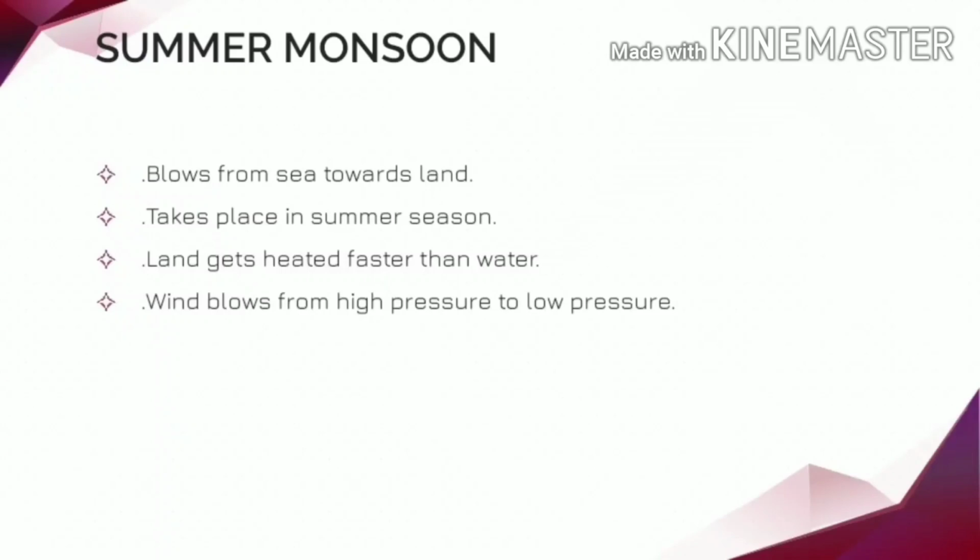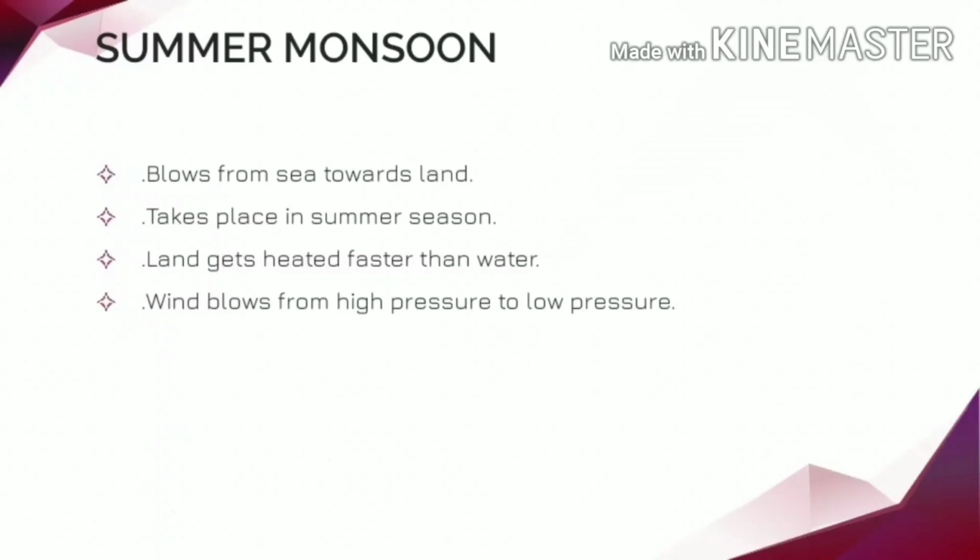Summer monsoon. As the name suggests, it occurs in the summer season. During the summer, the land gets heated up in comparison to the water body. As the land gets heated up, the air lying over the land surface starts to expand and rise. When it expands and rises, low pressure is created over the land surface, whereas high pressure is still present over the water body.